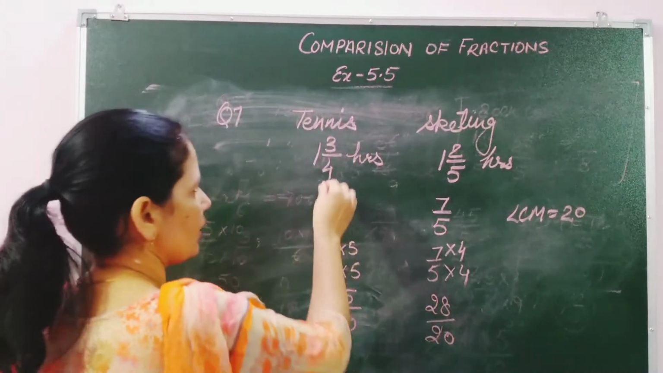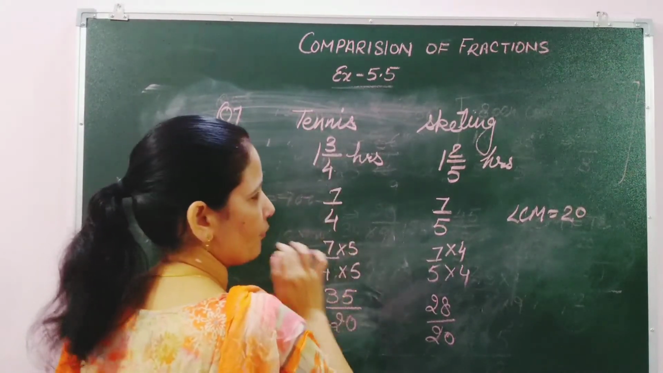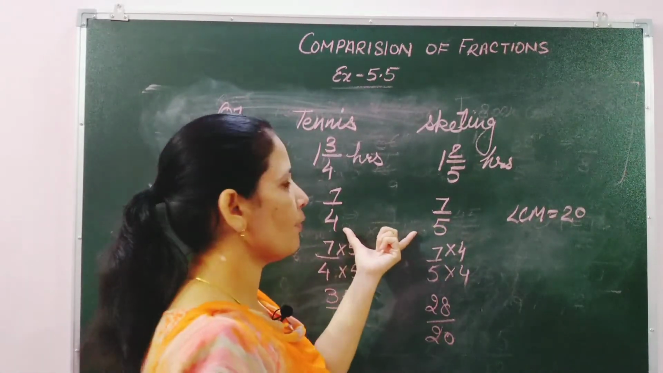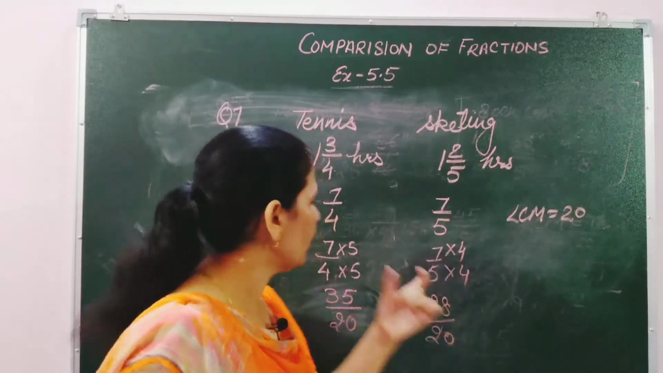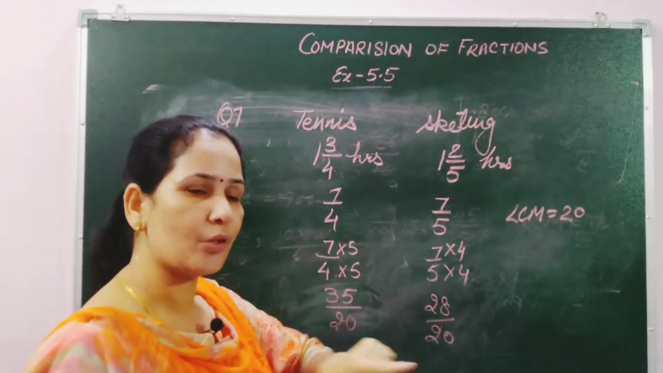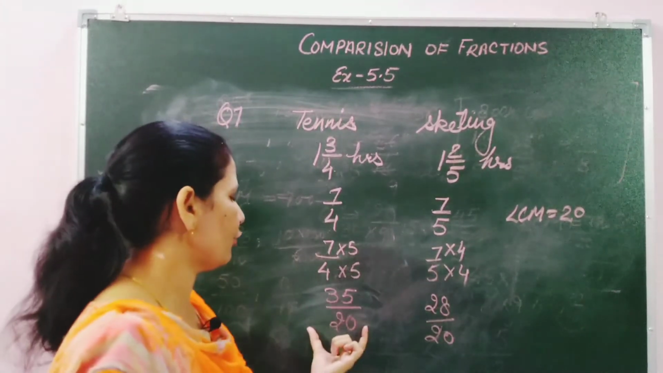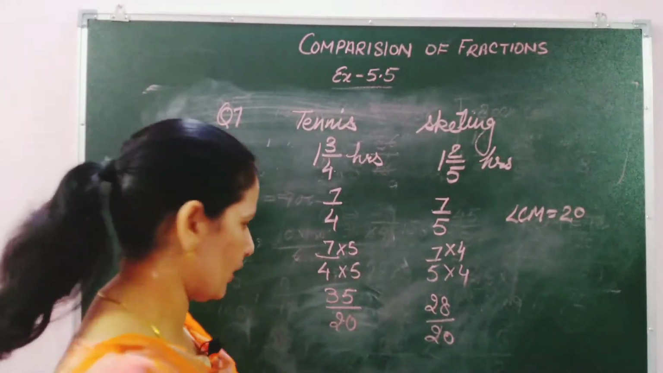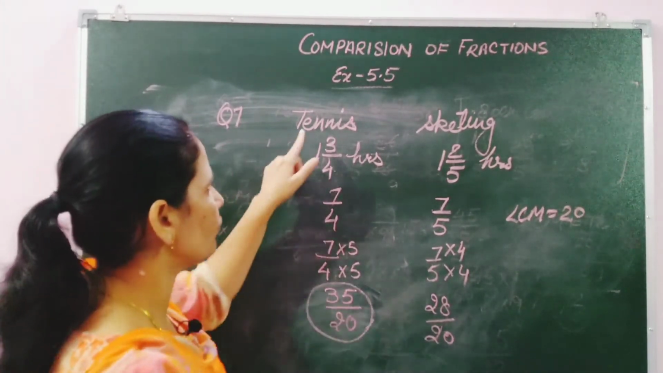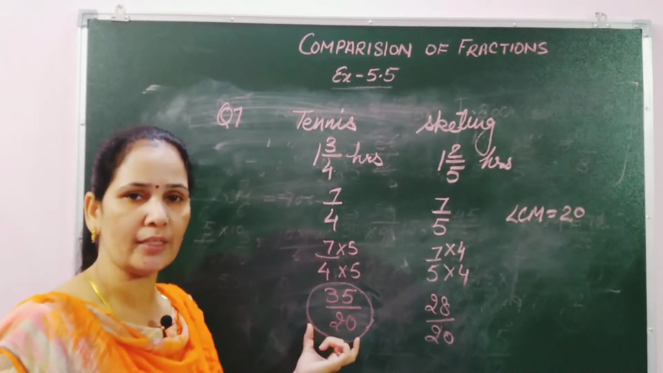Okay. So first convert the mixed fractions into improper fractions. So 1 3 by 4, that means 7 by 4. 1 2 by 5, 5 1s are 5 plus 2 is 7 by 5. When we take the LCM of 4 and 5, the LCM is 20. Okay. And if we convert the denominator according to 20, the first fraction multiply by 5 and the second fraction multiply by 4. Then we get from here 35 by 20 and 28 by 20. Both fractions are like fractions, and we observe that Rahul is giving more time to tennis. So here we write Rahul gives more time to play tennis.